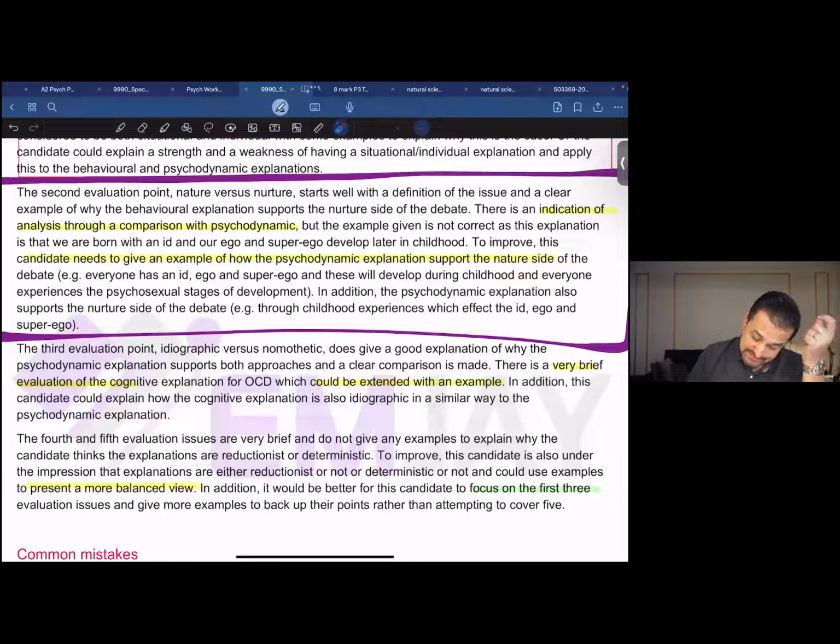To improve this, the candidate needs to give an example of how the psychodynamic explanation supports the nature side of the debate. Example: everyone has an id, ego, and superego, and these will develop during childhood, and everyone experiences the psychosexual stages of development, as Freud claimed. In addition, the psychodynamic explanation also supports the nurture side of the debate. Example: through childhood experiences which affect the id, ego, and the superego.